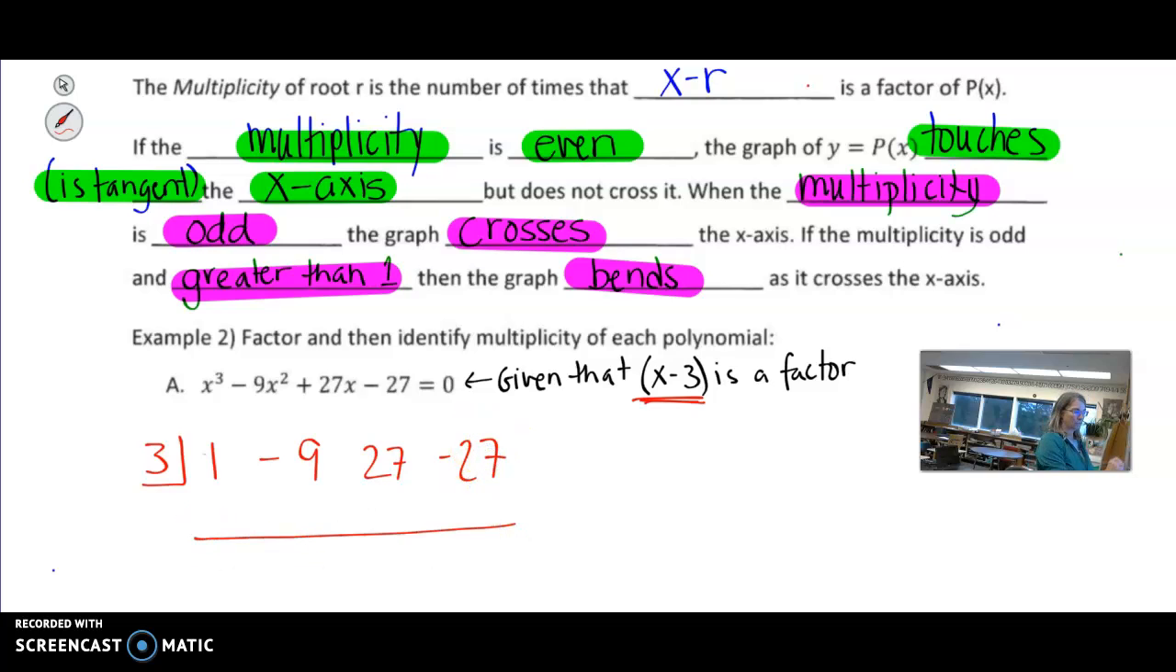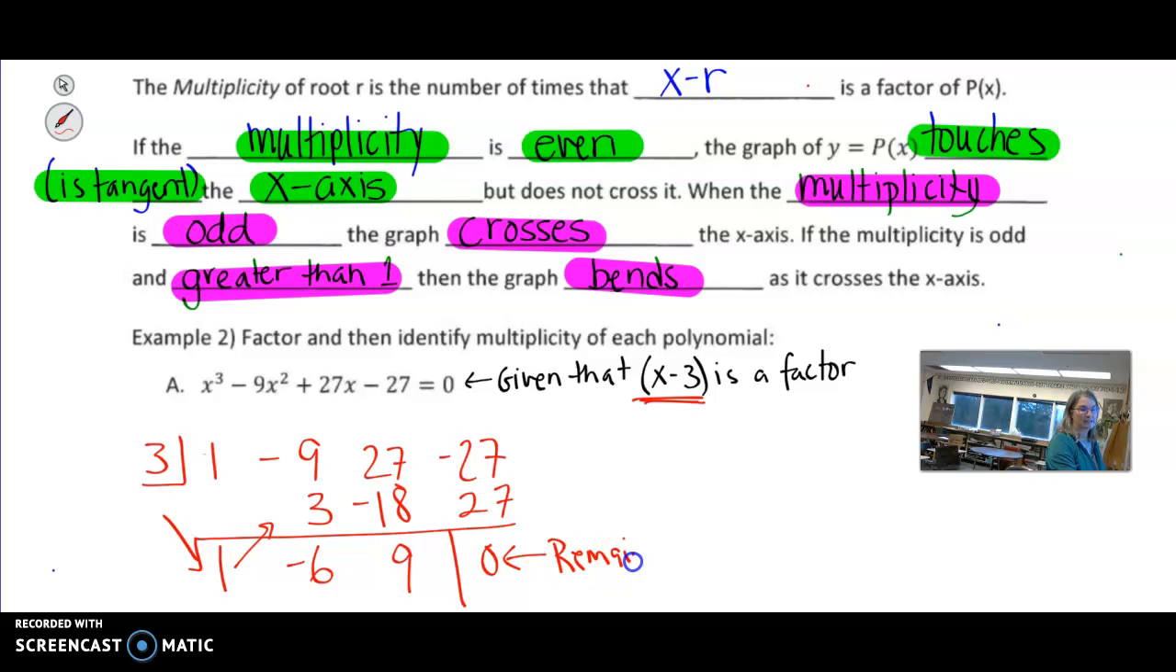Leave a space. Remember how to do this. Drop the 1 straight down, multiply 3 times 1, and put the result over here, and then you add. -9 plus 3 is -6. Multiply, we get -18. Add, we get +9. 3 times 9 is 27, and when you add, you get 0. This is my remainder. So x minus 3 is a factor of the original function.